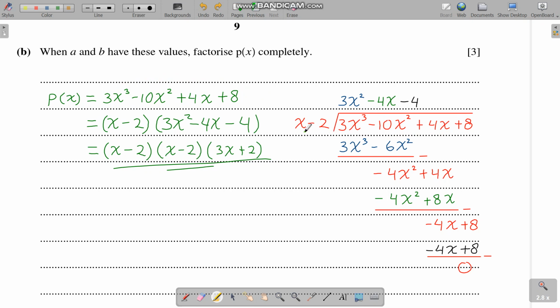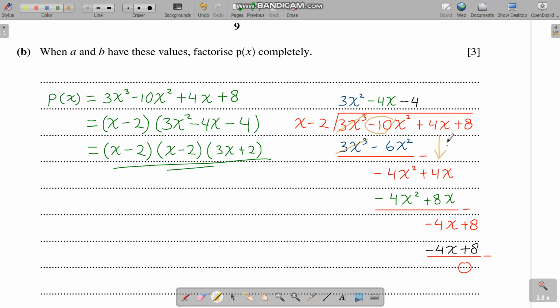X must be multiplied by what to get 3x squared? That's gotta be 3x squared. So 3x squared times x, we get 3x cubed. 3x squared times minus 2, minus 6x squared. And then we subtract. If we're doing it right, the first term should cancel out. Minus 10 minus minus 6 is minus 4.